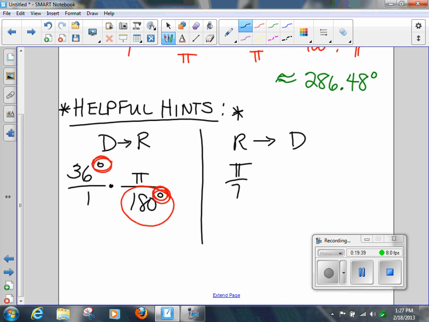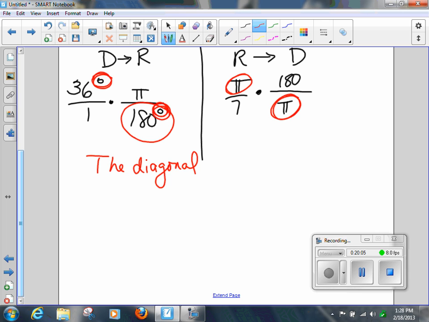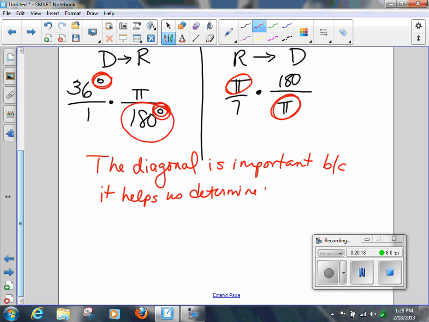We have graphed those, and y'all kind of look at me like I'm crazy. You go, why are we going to do this? Well, because what if you had to convert it? Then what are you going to put on the bottom? Pi automatically goes on the bottom. The conversion factor doesn't change. Okay? The diagonal is what's important. The diagonal is important because it helps us determine which conversion factor to use.